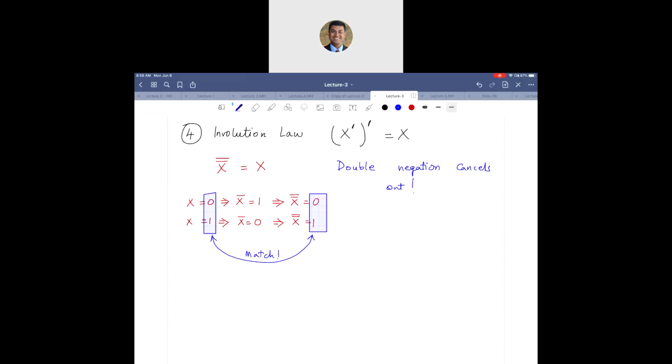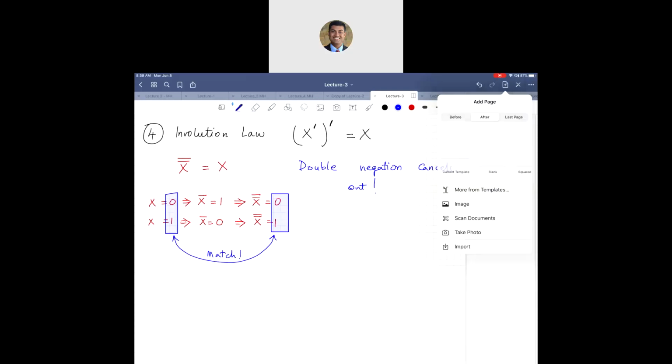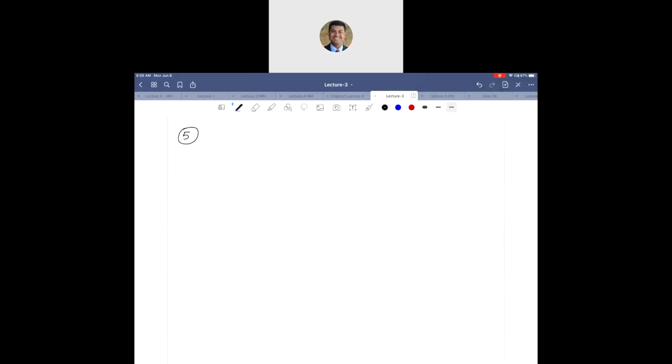Let's add another page here for property number 5, which is X or X complement is 1. Let's do this using Venn diagrams. So for Venn diagrams, what do I have? Let's have two sides to this. I will have left hand side over here, and I will have right hand side over here.